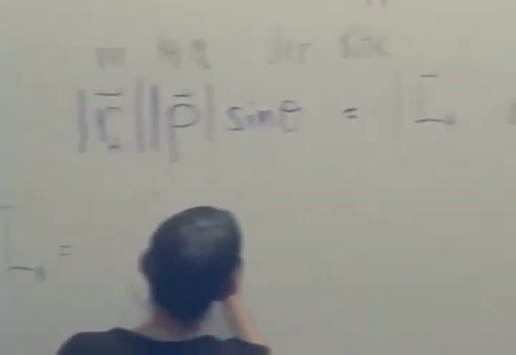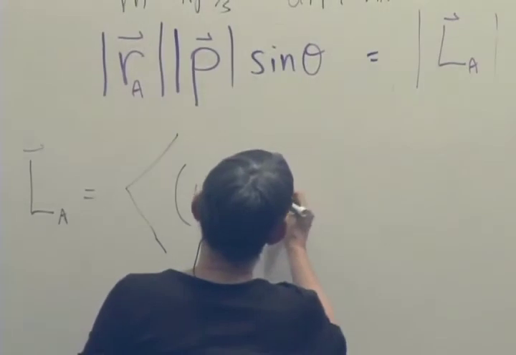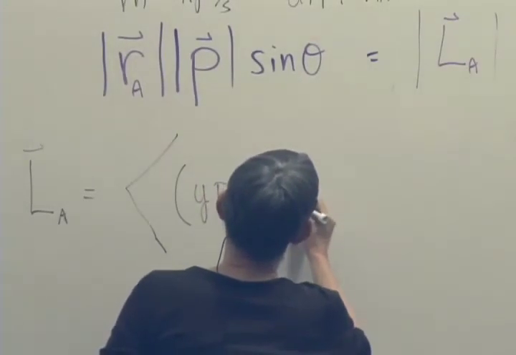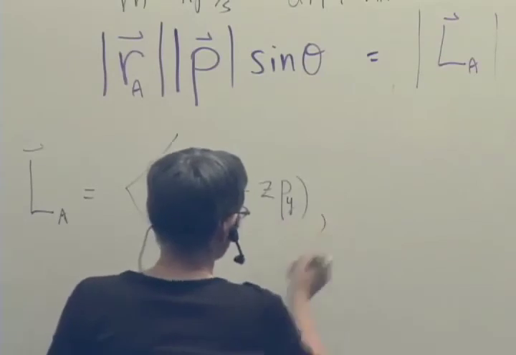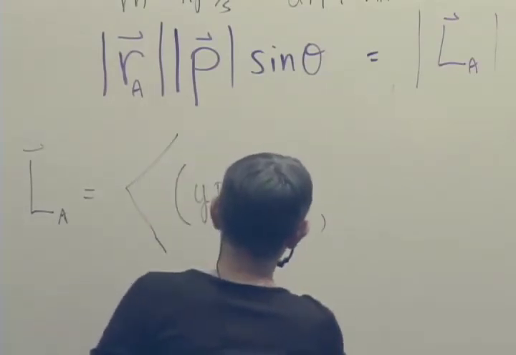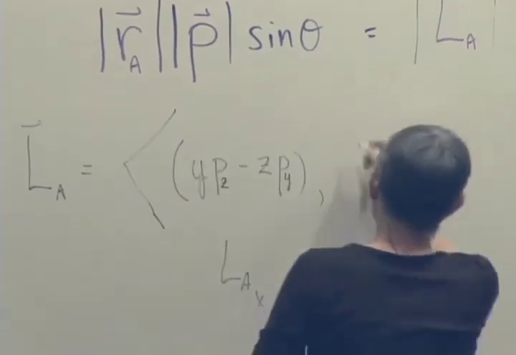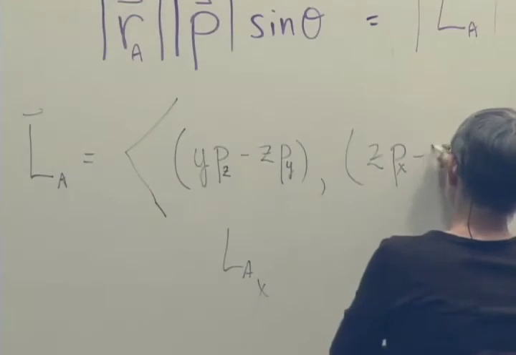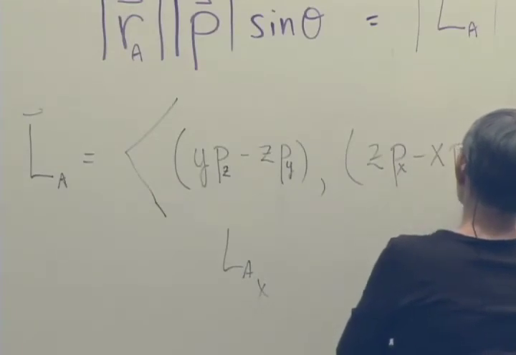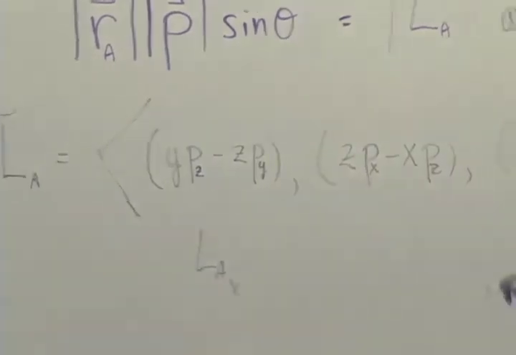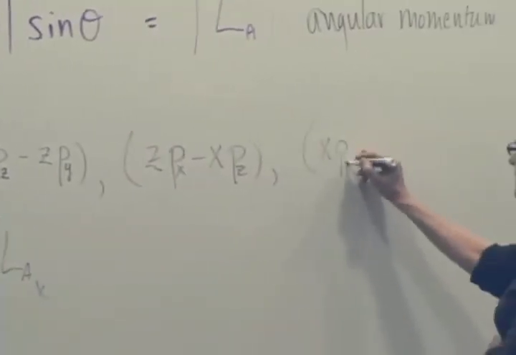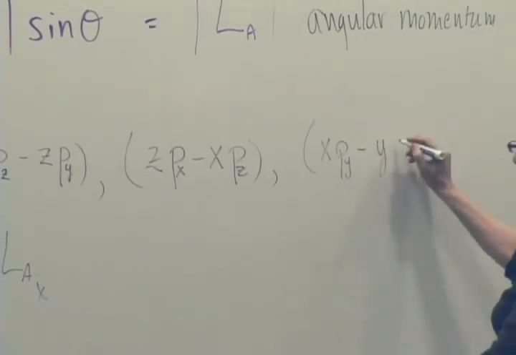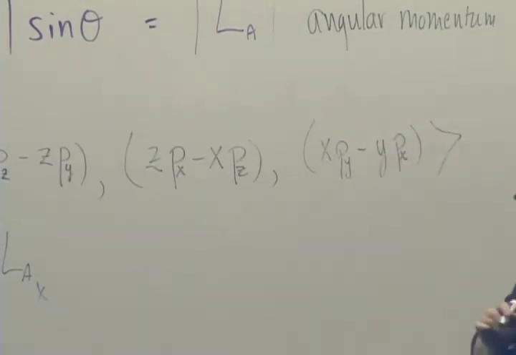And so what's the x component? The x component is equal to an interesting difference. It's y times pz minus z times py. And the y component, well, that's z times px minus x times pz. And the z component, well, that's going to be x times py minus y times px.